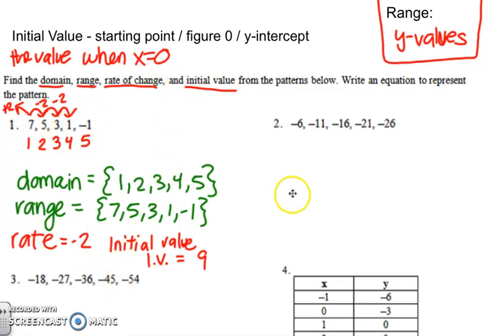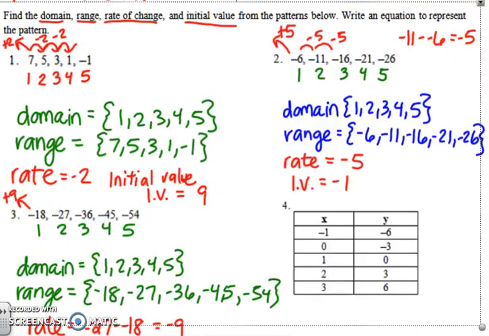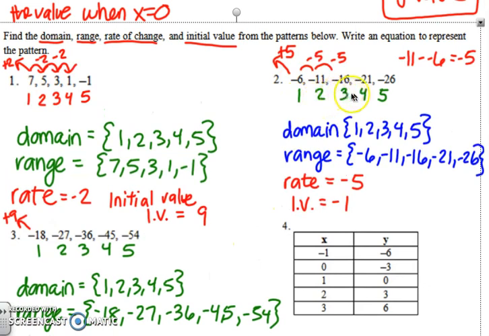So why don't you press pause and try number 2 and try number 3. Let's talk about number 2. I wrote the numbers 1, 2, 3, 4, 5 like last time for my domain. So my domain was numbers 1 through 5. My range, I just rewrote these numbers on top. To find your rate, you need to see what they're going up or down by.